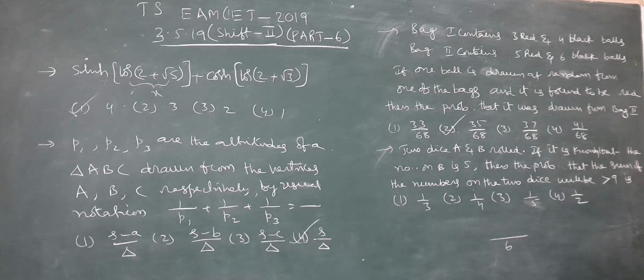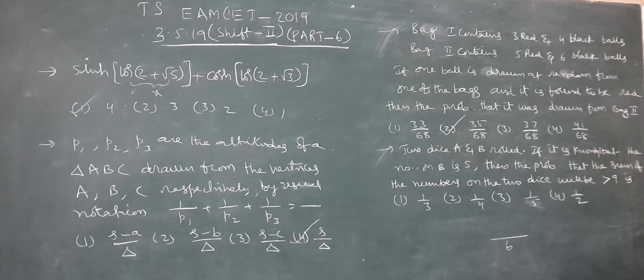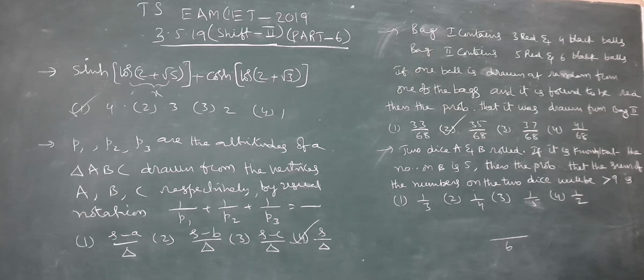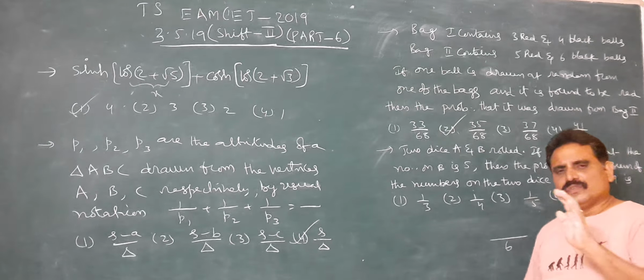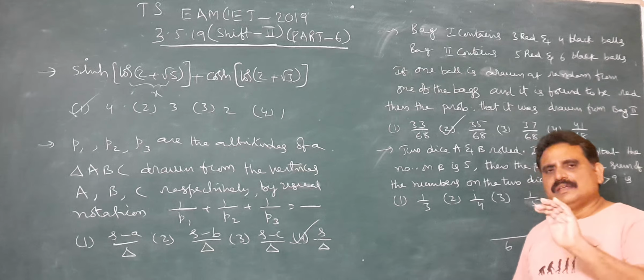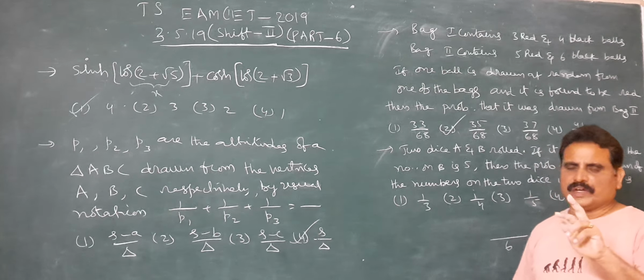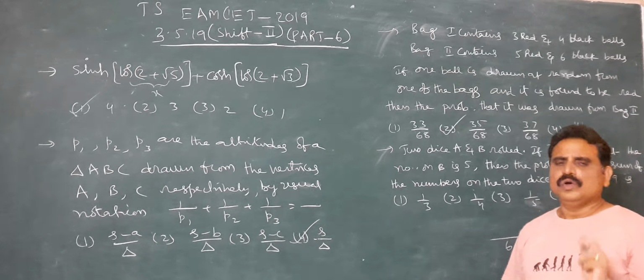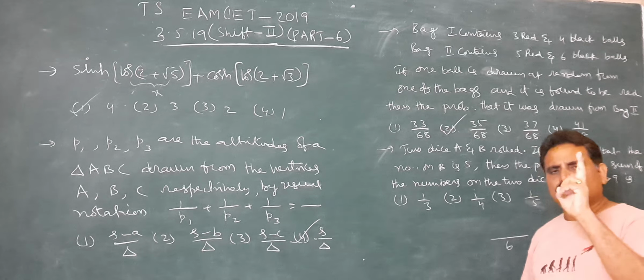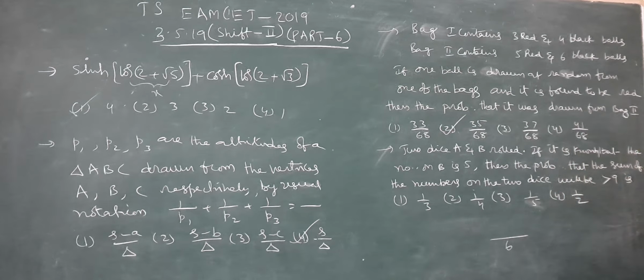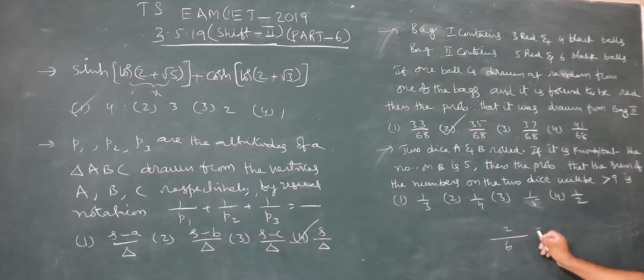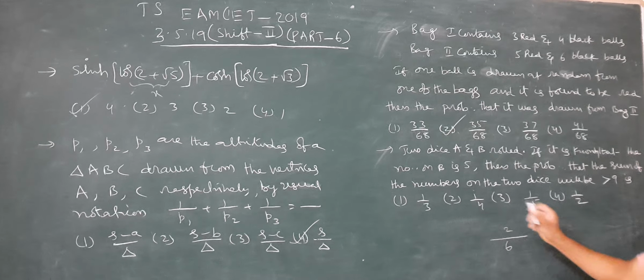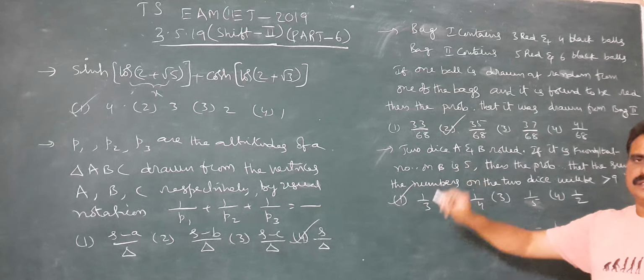Now, the total should be greater than 9. How is it possible? (4,5) is wrong, because its total is 9. Don't take that. Next, (5,5), and (6,5). So, favorable outcomes are 2 only. 2 by 6 becomes 1 by 3. So the first option is the right answer.